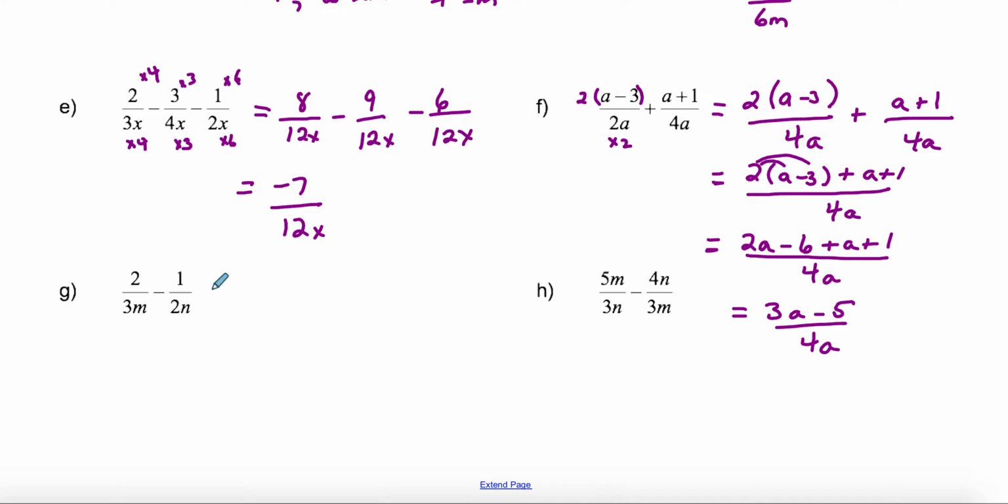Here, I know I have two different variables, so maybe a common denominator would have to have an m and an n in it. So I'm thinking my denominators should be 6mn.